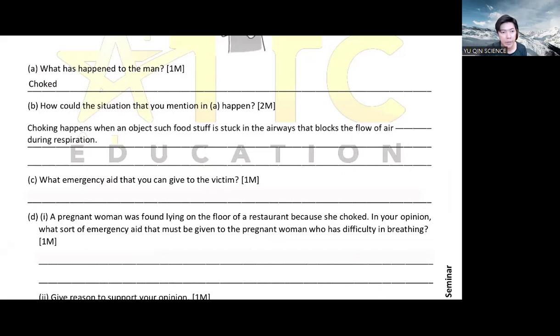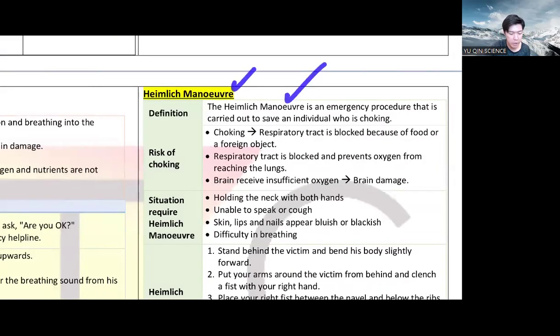Okay, good. All right, C, what emergency aid can you give to the victim? Then now asking for the name. Make sure you spell correctly. It's called the Heimlich maneuver. Check your spelling. It's here anyways, Heimlich maneuver. Okay, good, good. Right, next one.